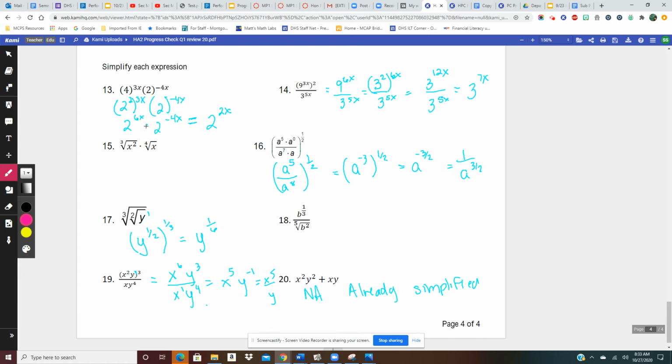And then you have 2 to the 6x and 2 to the negative 4x. They're the same base. Leave the base alone and combine the exponents by adding. So 6x plus negative 4x is 2x. Same idea on this one.